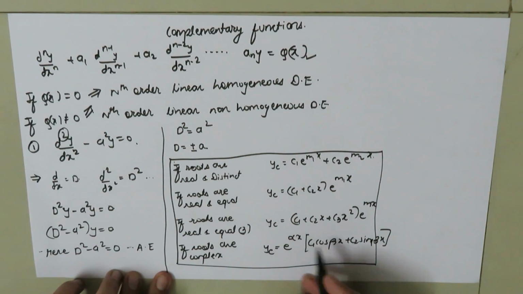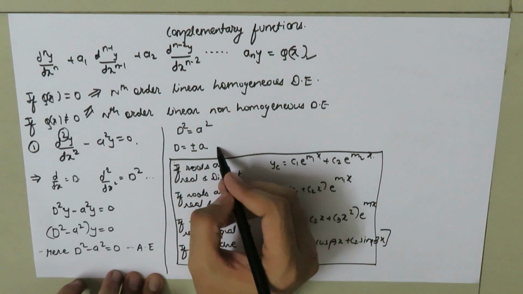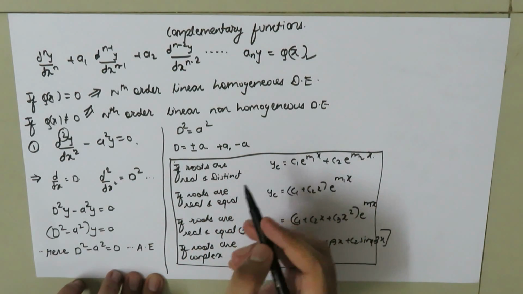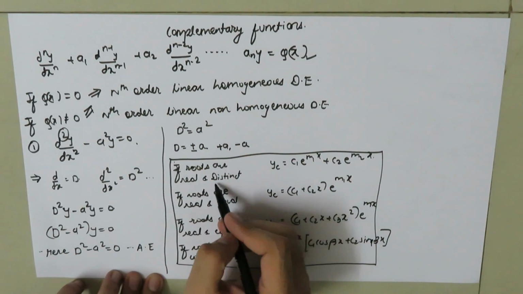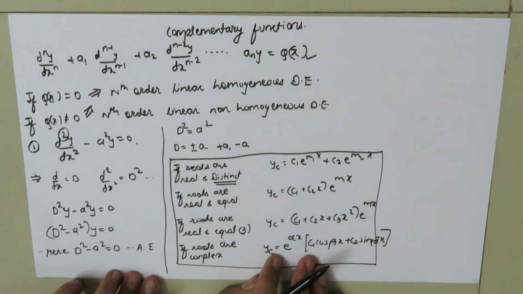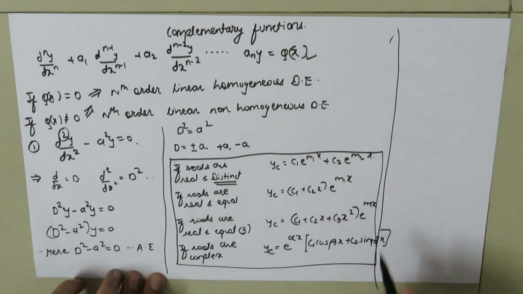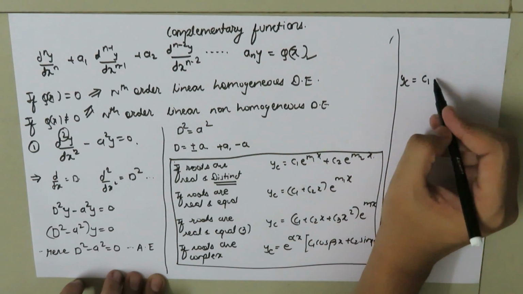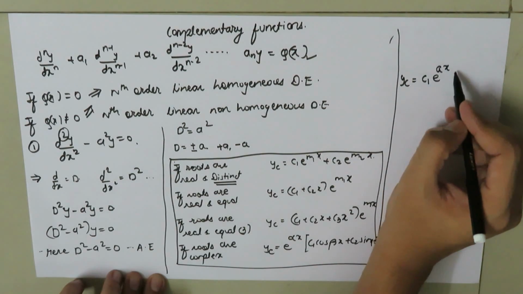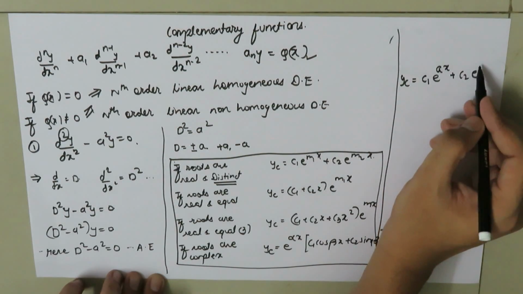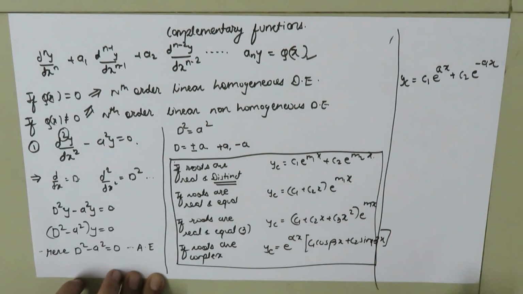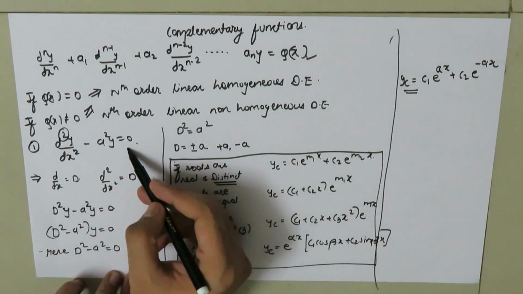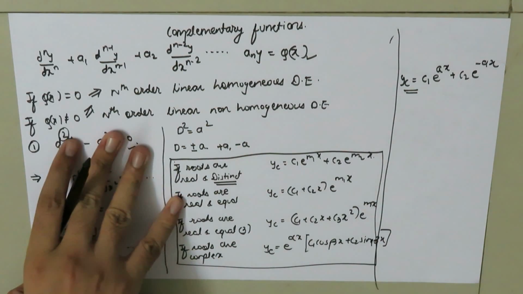So here the roots are plus a and minus a, which implies that the roots are real and unequal, means distinct. So here our complementary function yc is equal to c1 times e to the power ax plus c2 times e to the power negative ax. So this is the complementary function for the given differential equation. Let's take another example.